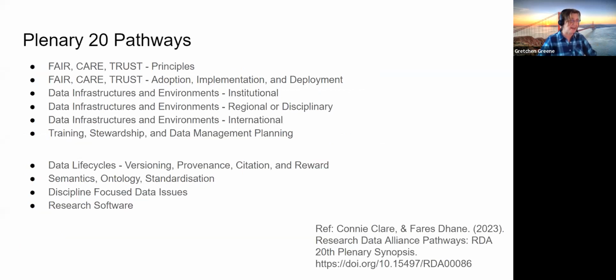Okay, so the way the pathways are laid out is these are the names of each of the pathways. So you could see FAIR, CARE, and TRUST is breaking down into what are all of these principles, and then what kind of adoption, implementation, where are they being deployed, and how do those principles actually translate into deployment. Data infrastructures and environments. That is divided into, are you looking at your local institution, regional? Are you looking at the large international global scale pathways?